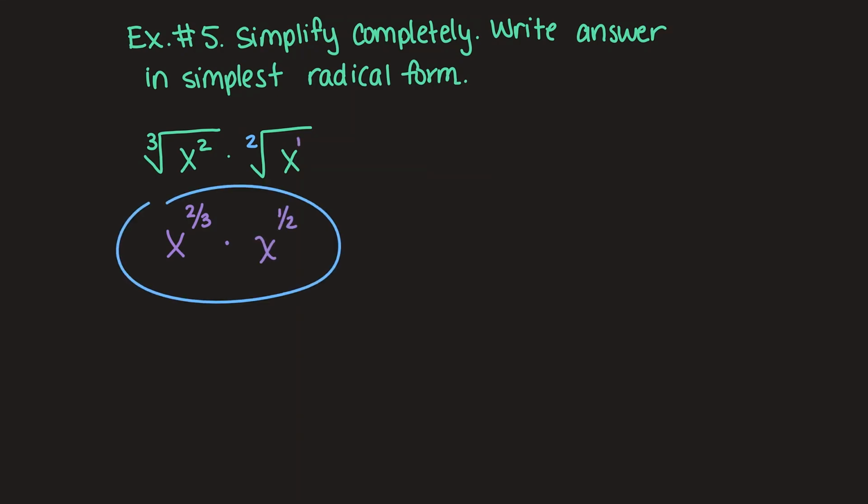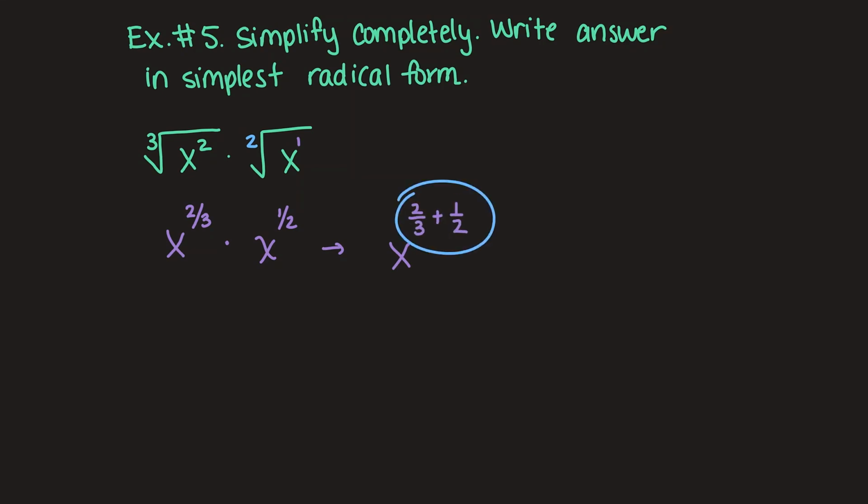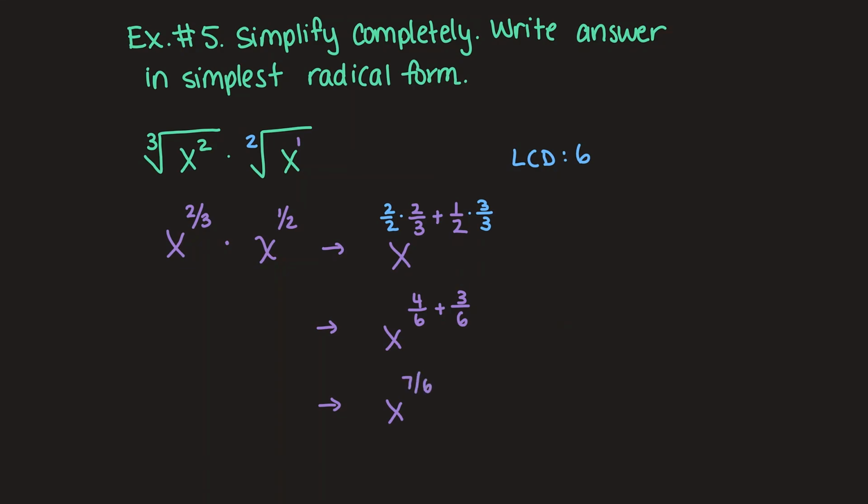And since we have the same base, we can use the product rule for exponents and add the exponents. So to add 2/3 plus 1/2, we need to find the least common denominator, which is 6. So we can multiply the first fraction by 2 over 2, and the second fraction by 3 over 3. And now we can add 4/6 plus 3/6, which is 7 over 6. And since we want to write our answer in simplest radical form, we can convert this back to a radical as the 6th root of x raised to the 7th power.